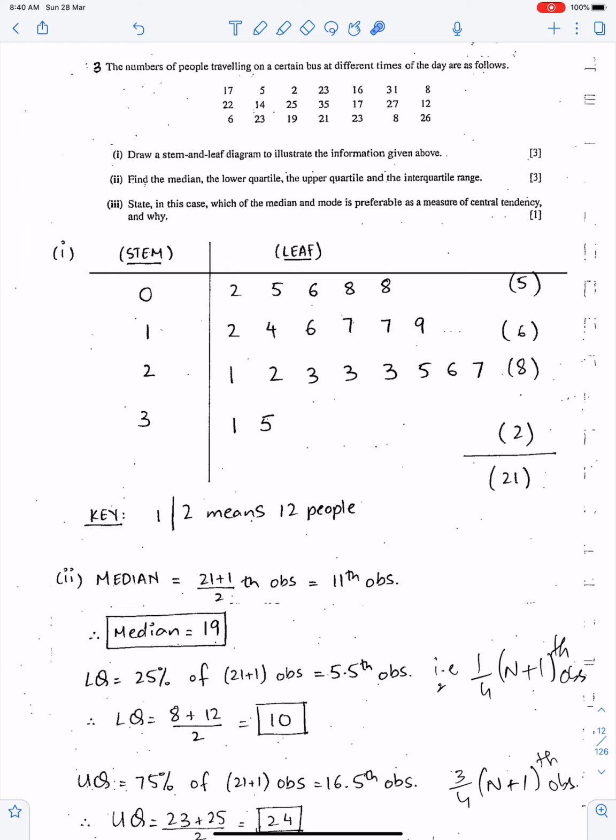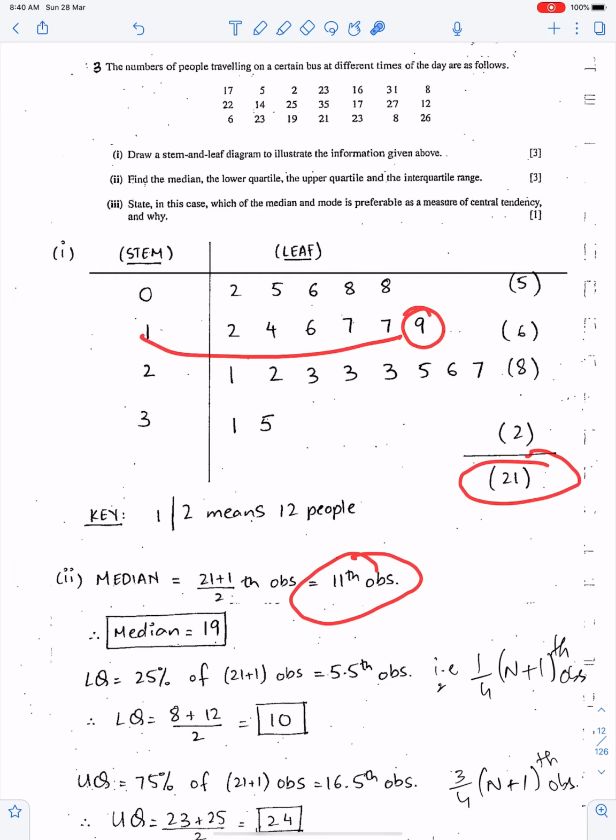You know how to draw the stem plot, so you can do this yourself. This should be in ascending order, and you have to write the key. Here we have the number of people traveling on a certain bus, so the key unit is number of people. So 1|2 means 12 people. For the median, use the formula (n plus 1) upon 2th observation. Here n is 21, so you get the 11th observation, and the 11th observation is 19.